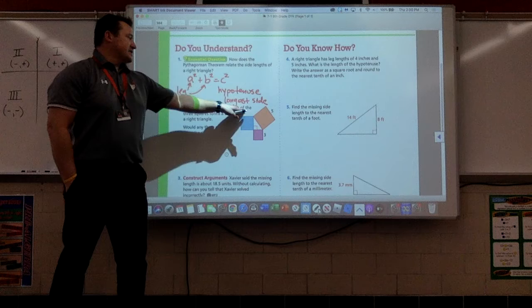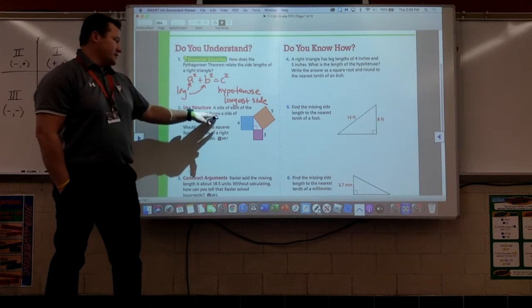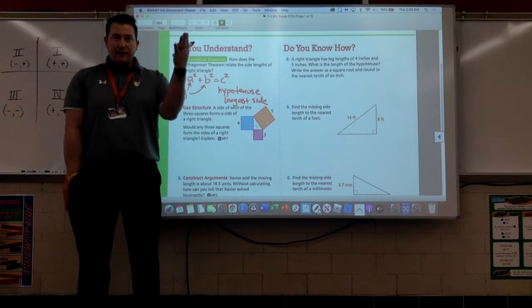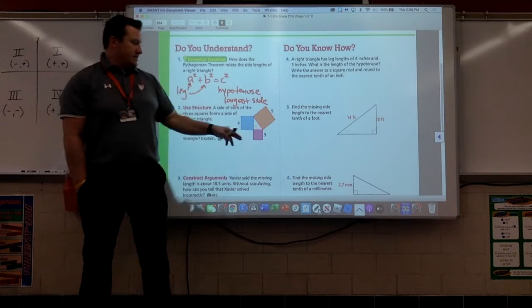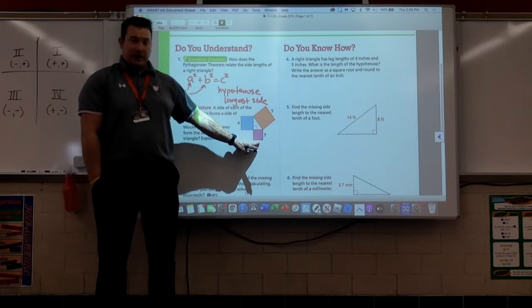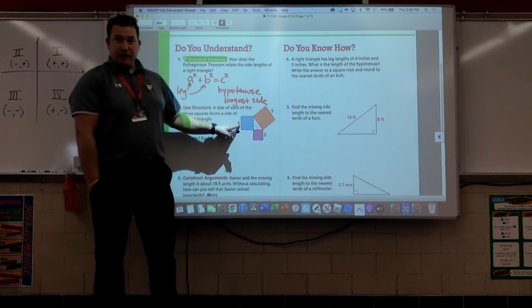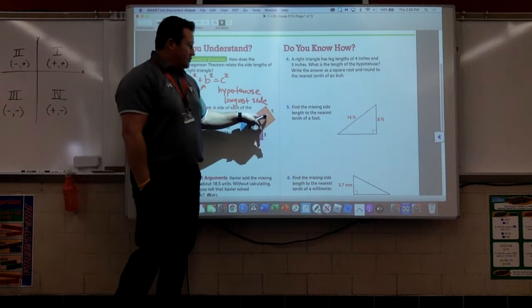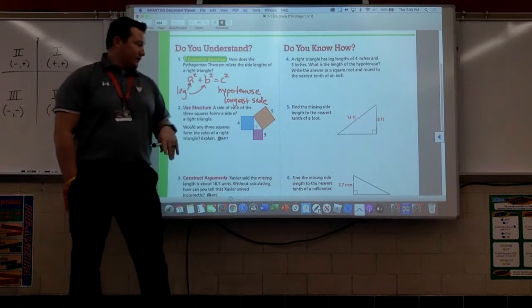Okay? A side of each of the three squares forms a right triangle. Remember, squares, what's special about them is that they all have the same side length. So if this is 3 here, right, I know the other sides of the purple triangle are 3, right? Blue triangle is 4, so all the other sides of the blue triangle are 4, right? The orange one here is 5, so all the other sides of that one are 5.